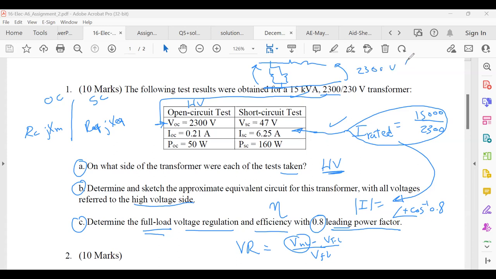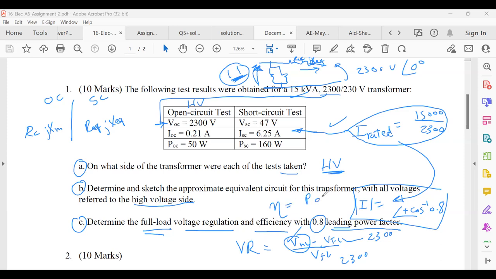it's 2300 volt angle zero. And you know the current, it's here. We already calculated the current. Multiply by the R equivalent and the X equivalent or JX equivalent, you will get this voltage as a magnitude and angle. We need the angle. With the angle for the no load, you put it here. Full load, you can use the 2300. That's it. Okay, you get the voltage regulation.